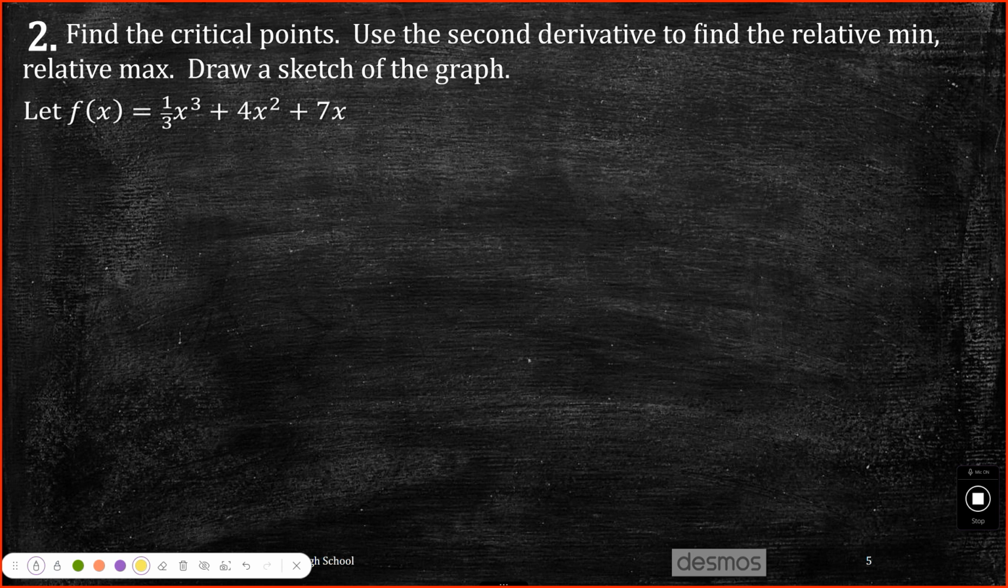So the steps are that you take the first derivative, set it equal to 0 to find possible candidates for relative max mins, and then test each one of those critical points by taking a second derivative, plugging it into the second derivative, and seeing if it comes out positive or negative, or it comes out to 0.